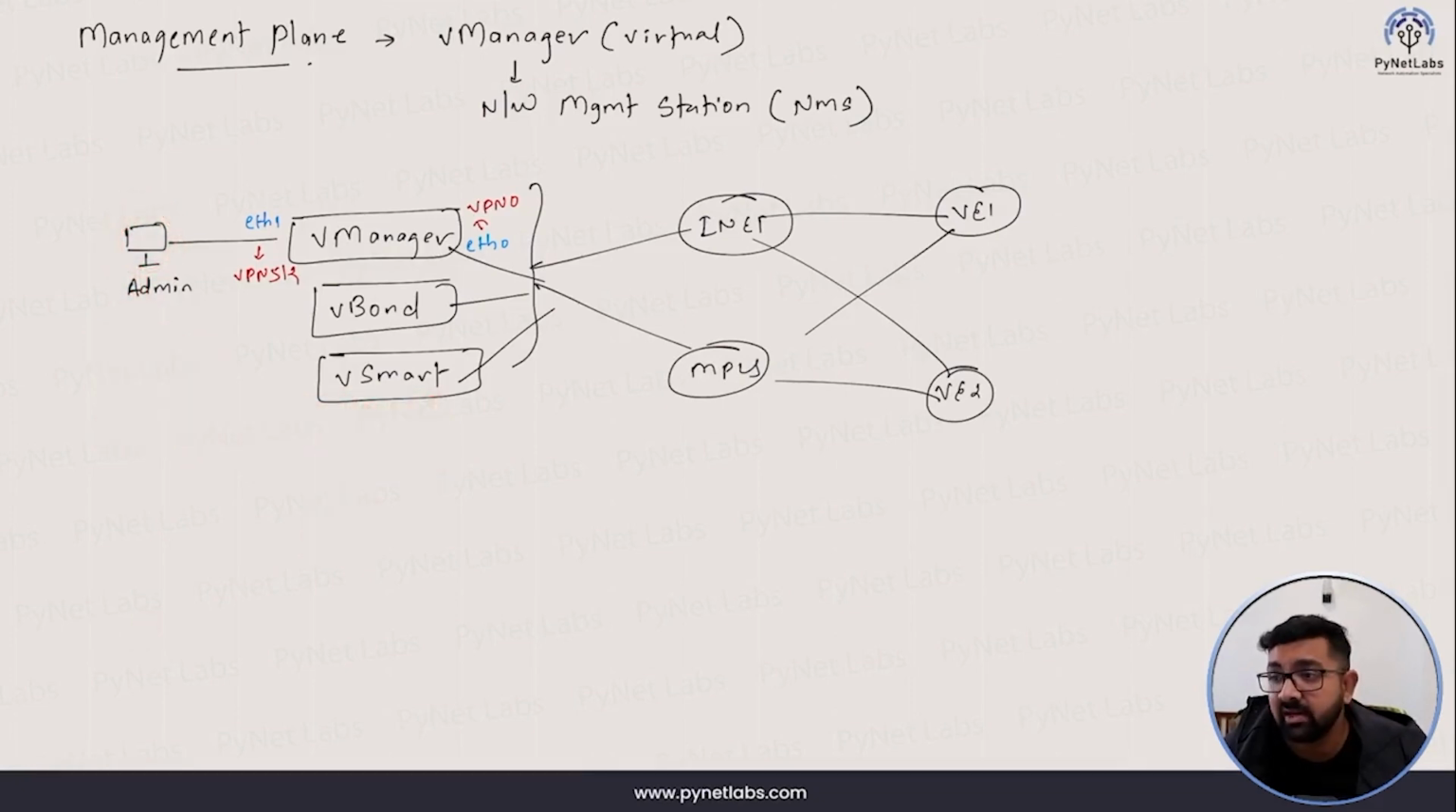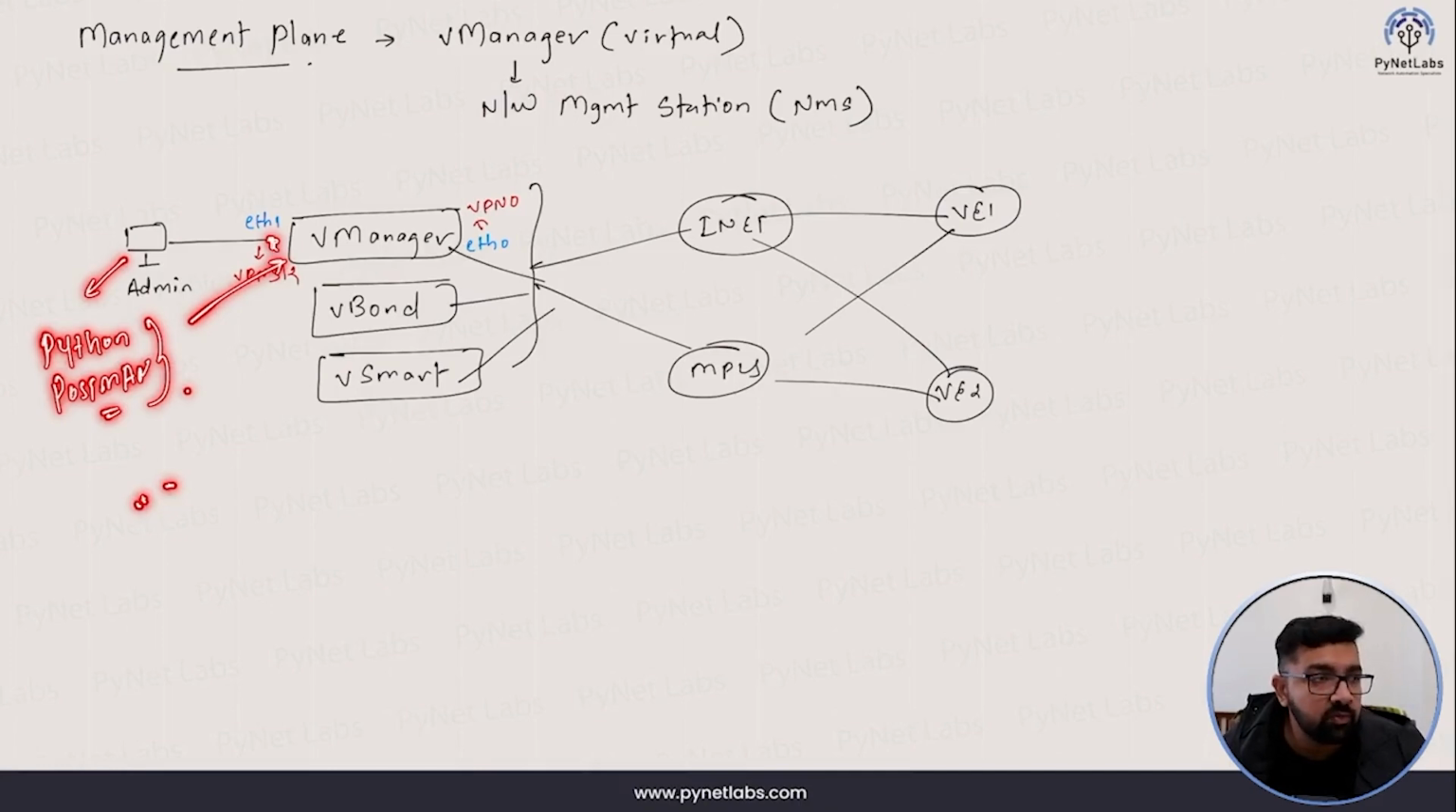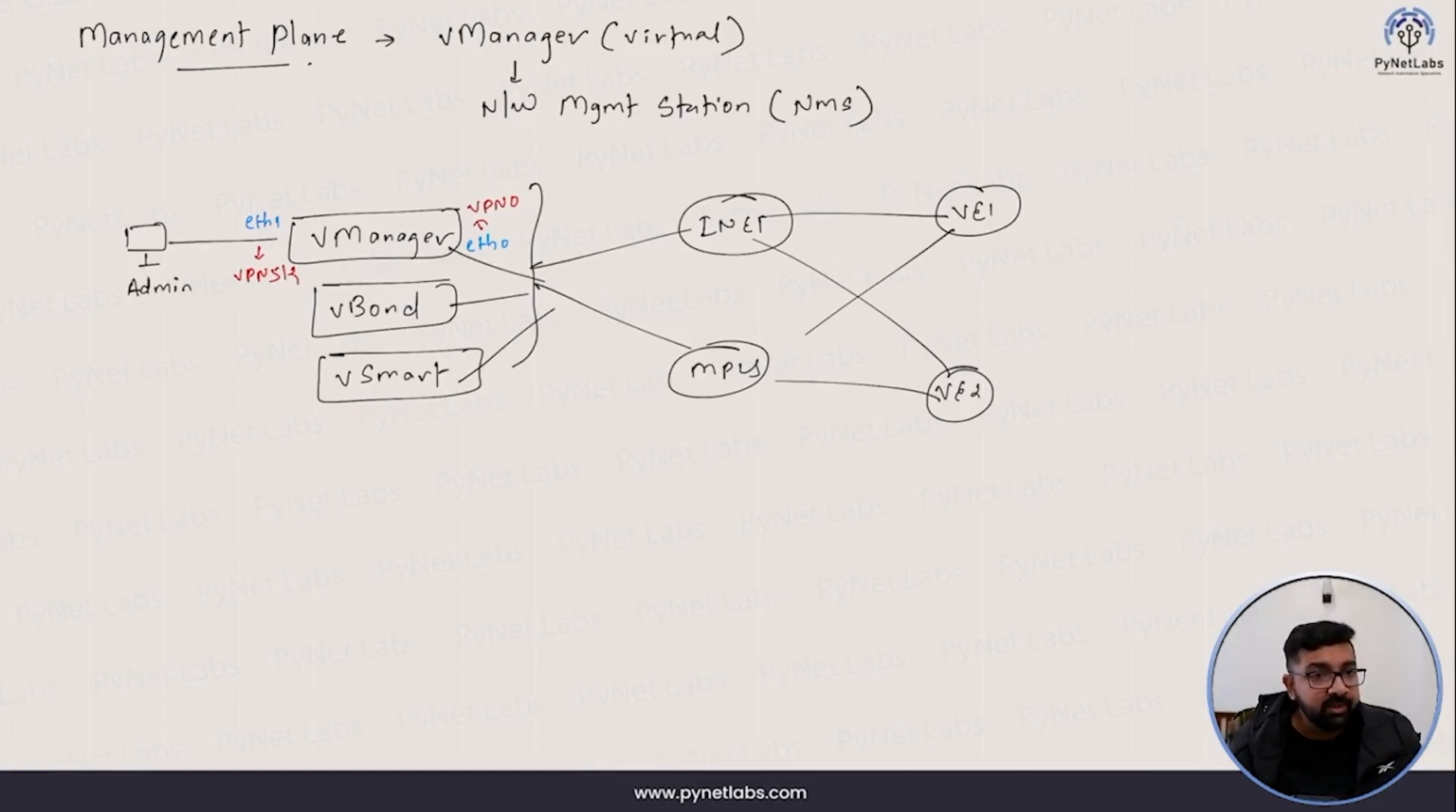But like I said, though vManager has a rich feature set, if the preference is to interface with the vManager by using programmatic features or via REST API, then you can use Python or you can use tools like Postman in order to send REST API queries directly onto the vManager's Ethernet 1 interface, which is part of VPN 512. That is also very much possible, right? So this is how you interface with vManager for managing all your fabric.